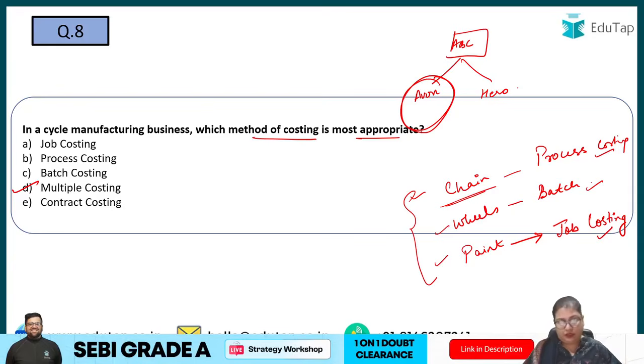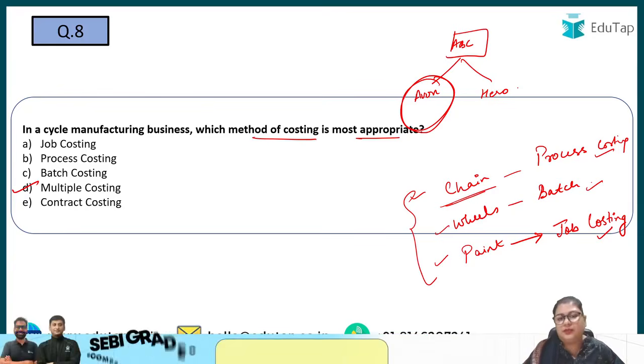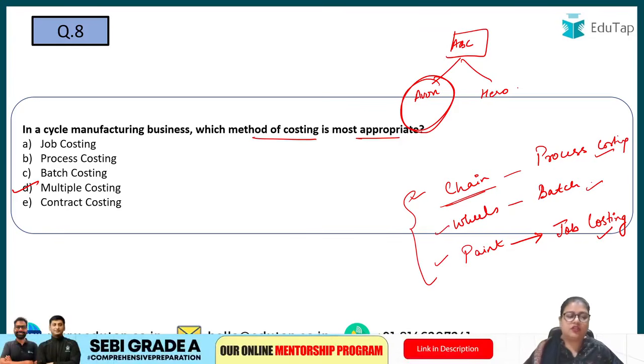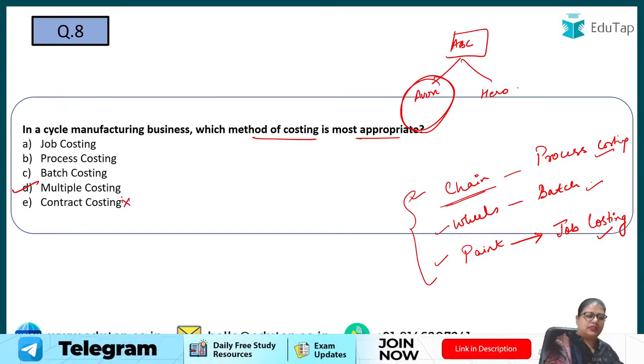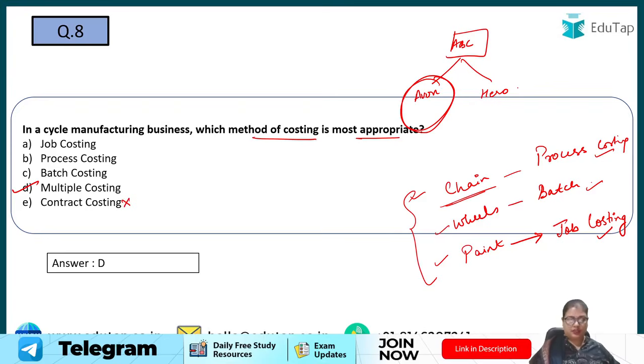that is multiple costing. Contract costing is not the correct answer because contract costing is for long projects, that is for long term. So contract costing would not be the correct answer at all, right? So this is multiple costing.